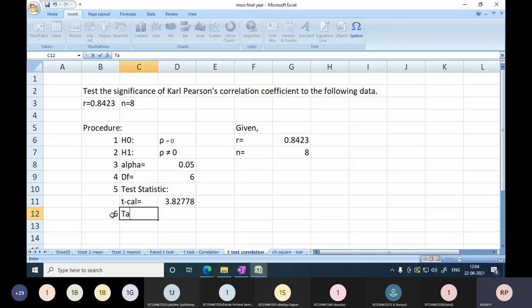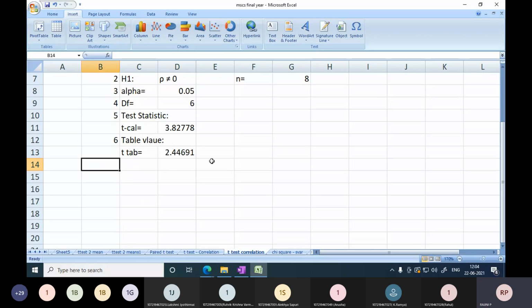How can we find the table value? It is two-tailed. Then T tab is equal to TINV, open the bracket. Then it is two-tailed, so what do you have to do? Alpha as it is. For a single tail, you need to multiply by 2: 2 into alpha for the right or left tail. Is it clear? Yesterday I told you. Did you remember? Yes, ma'am. So alpha comma degrees of freedom, then close the bracket, enter. You got the table value.